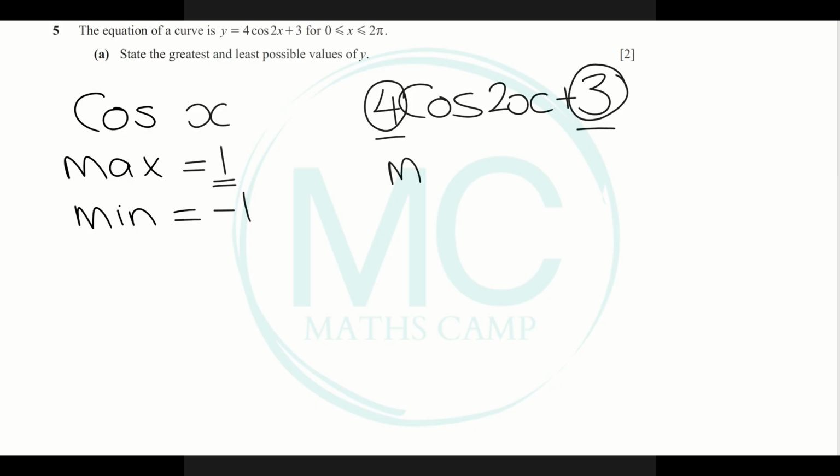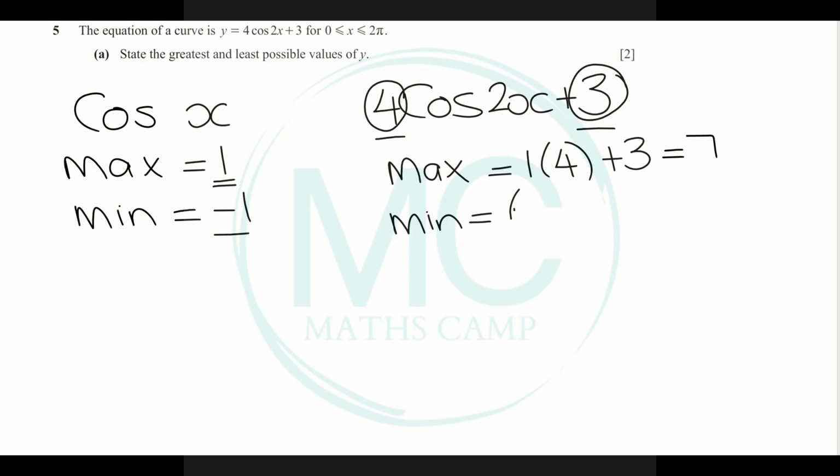So the maximum value of y for this graph is going to be 1 multiplied by 4, which is 4, plus 3, which gives us 7. For the minimum point, we take the y coordinate of the minimum point of a basic cosine graph, negative 1. Negative 1 multiplied by 4 gives us negative 4, plus 3, which is equal to negative 1. So for this graph, the greatest possible value of y is 7, and the least possible value of y is negative 1.